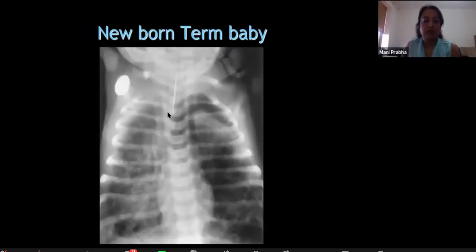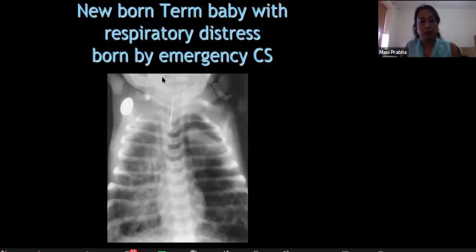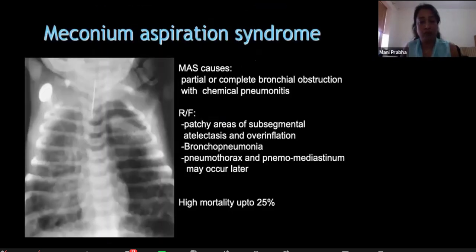And this is another case, just a different kind of appearance. They may not be symmetrical. They are allowed to be completely asymmetrical, depending on which side the meconium has gone. So in this case, there is pneumothorax only on the left side, and there is patchy opacification in the right lung. Usually there is a history of a term baby born with respiratory distress by emergency cesarean section. So that kind of history is usually available to us. And if you are in doubt, you can always ask the examiner whether the child was born in an emergency or with fetal distress.